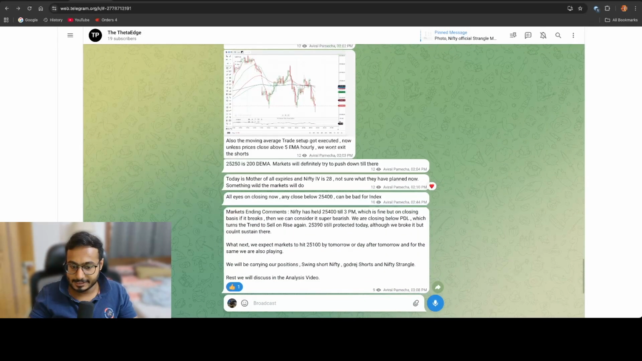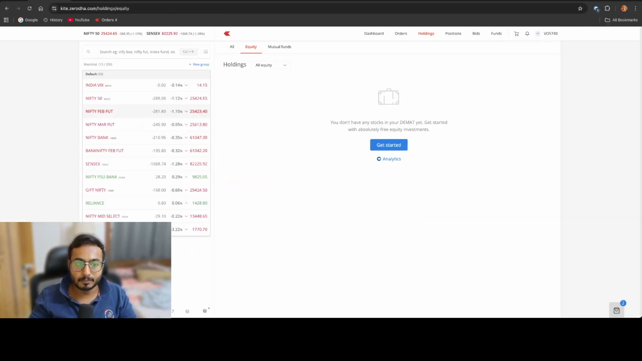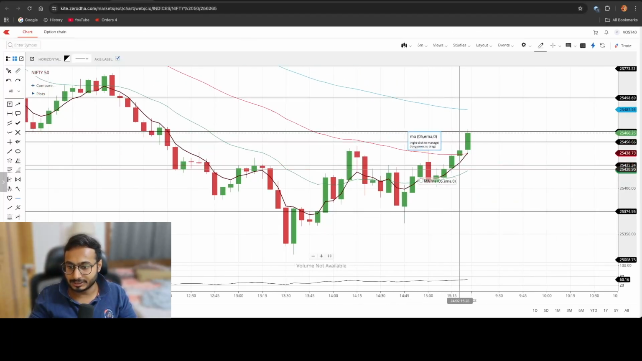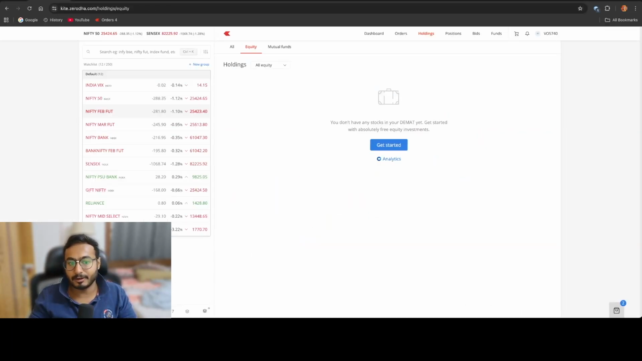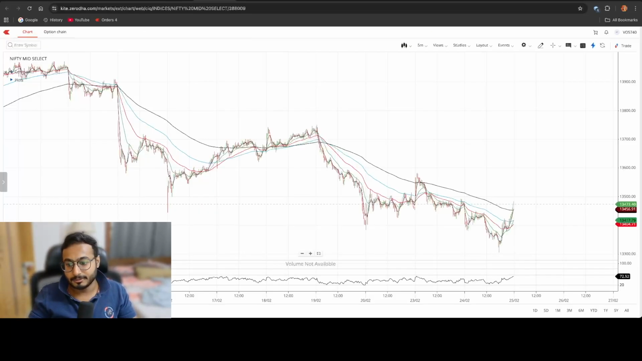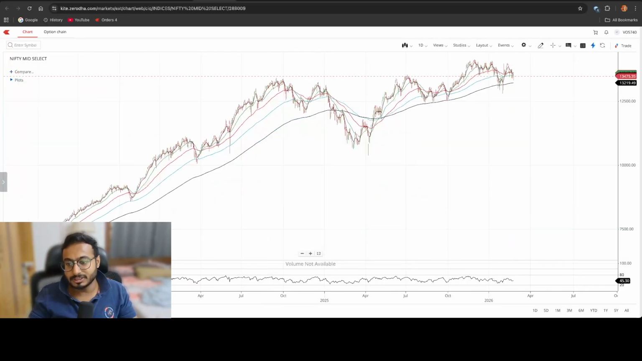The markets didn't even close below 25,400. But yeah, on the charts, if you see 460, you might be seeing, but the average close is coming roughly around 25,420. So yeah, Indian markets are difficult. Indian markets are tricky. You cannot, because why? Because the structure is made up like that.